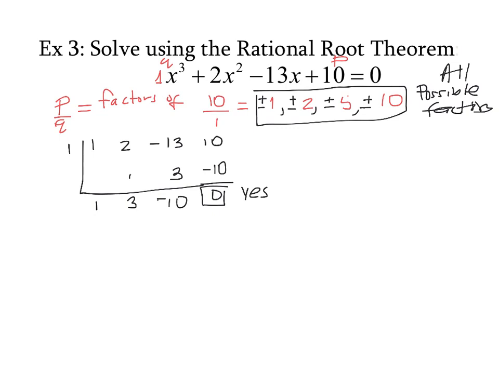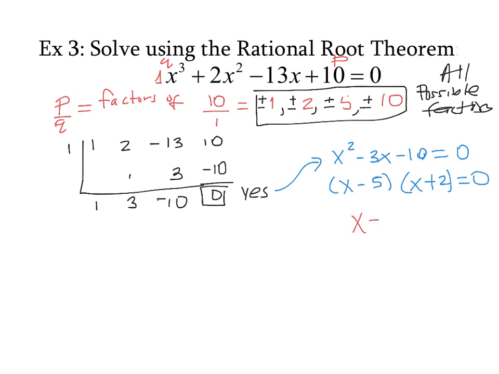So what do I have now? So I have x squared minus 3x minus 10 is equal to 0. See, this one can be broken down because this is going to be x minus 5. And what numbers can I multiply to get 10? So x plus 2 is equal to 0. And now, what are my solutions? So my solutions are x is equal to 5 and negative 2.